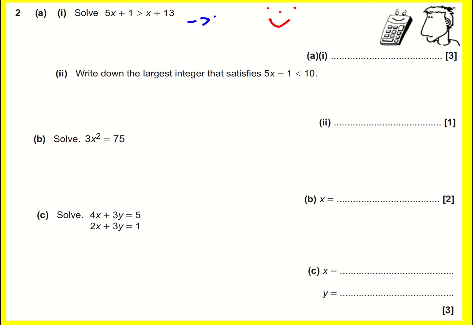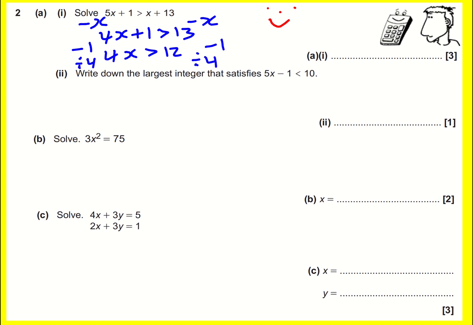So the first thing to do is get x on both sides by minusing x, and that's going to give me 4x plus 1 is greater than 13. I'm then going to minus 1 from both sides. So I'm left with 4x is greater than 12. And finally, divide through by 4, and that will leave me with x is greater than 3.